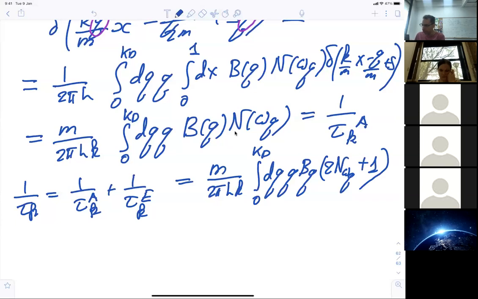So absorption requires a pre-existing photon, emission does not require a pre-existing photon, therefore it comes with n plus 1. All other coefficients are exactly the same.